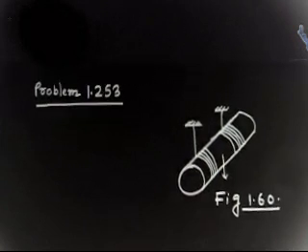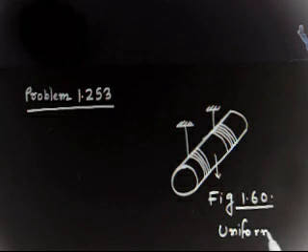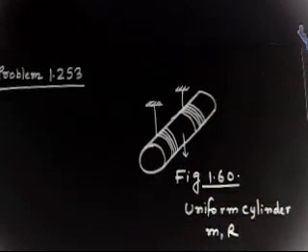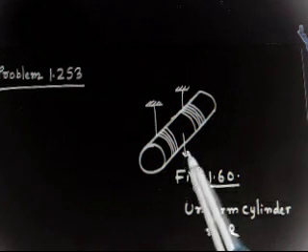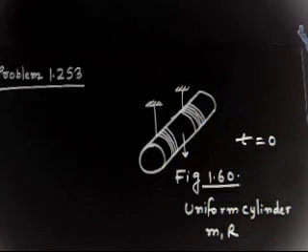Now let me read the question. A uniform cylinder of mass m and radius r. So this is a uniform cylinder. Mass is given to you and radius is also given to you. So mass is m and radius is r. It starts descending at a moment t equals 0 due to gravity. So you see, due to gravity this will start going downward. So t equals 0, motion starts.